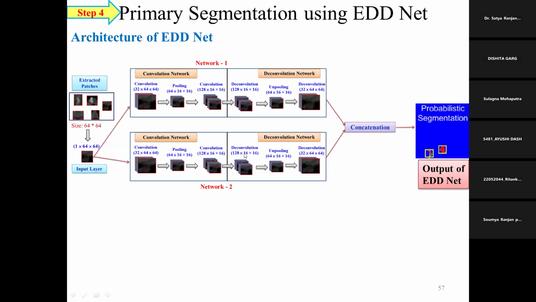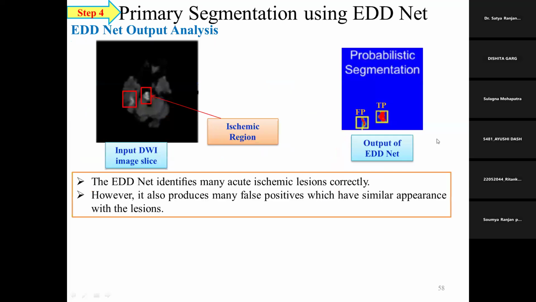Here we can see why they are using two networks. They might think one network is not sufficient. Why not give the same input to two networks? We generally call it ensemble learning. After that, they concatenate both outputs and get the probabilistic segmentation map. This is the EDDNet output. From here, in the ischemic region, they got the true positives as well as the false positives. So the outcome is that EDDNet identifies many acute ischemic lesions as well as many false positives, which have a similar appearance to the lesion.